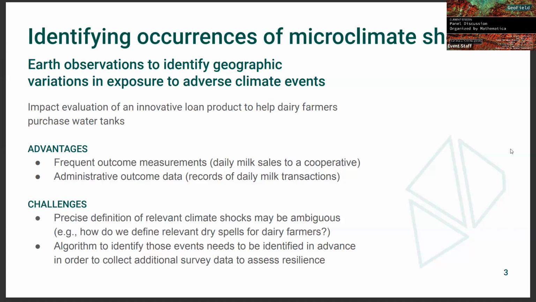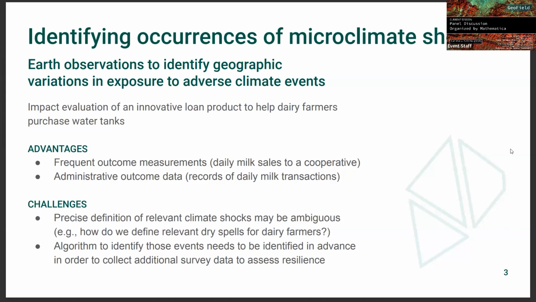One big advantage of this evaluation is that we already have access to frequent agricultural outcome measurements, which is how much milk farmers produce and sell to the local dairy cooperatives. And then we get administrative data access through co-ops on daily milk transactions. So it's very granular data. So what we would like to do is to use Earth observations to identify geographic variations in the occurrences of dry spells or exposure to microclimate shocks. Right? And then we would follow what happens to the milk sales between the treatment and control groups immediately before versus after the dry spells.